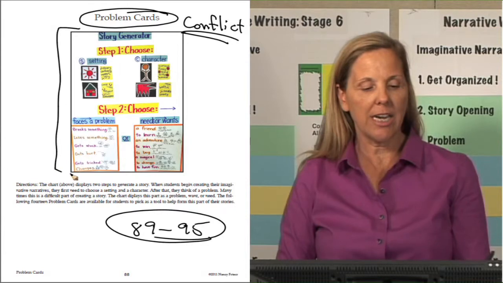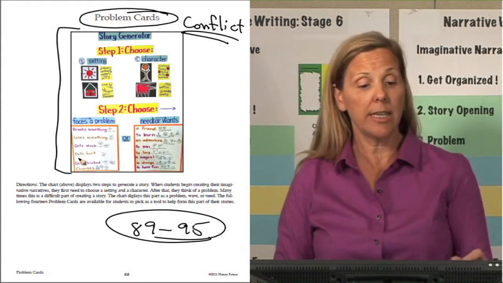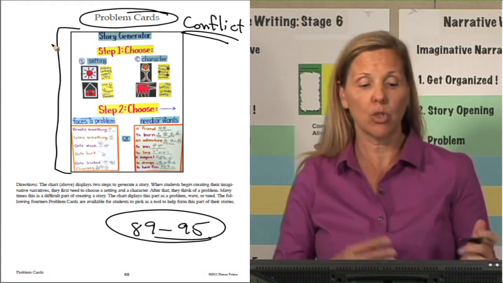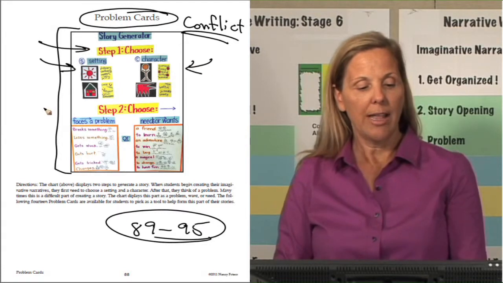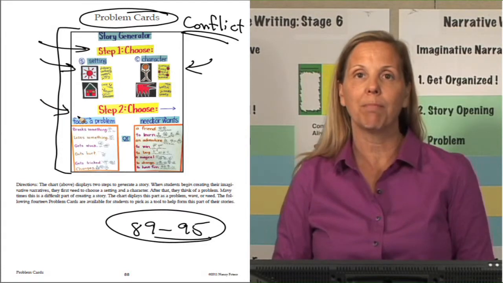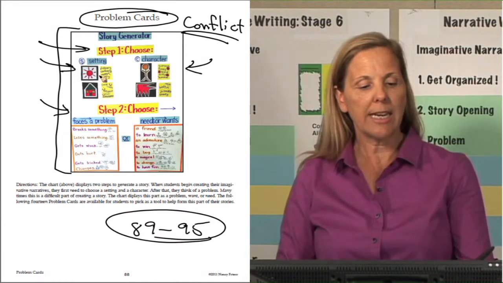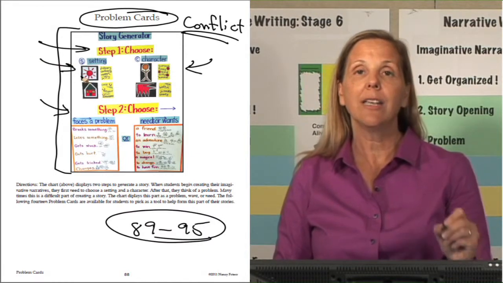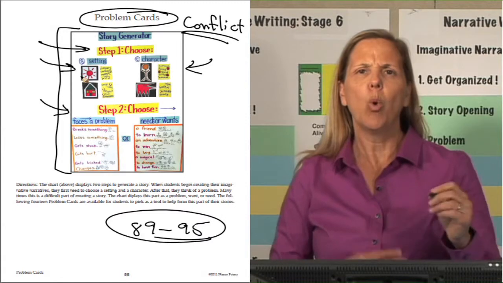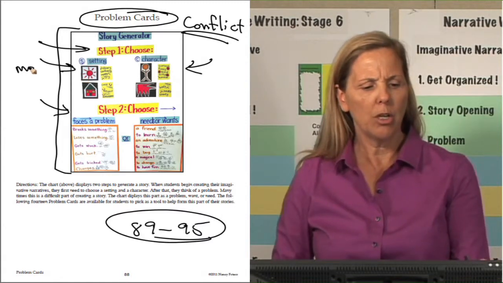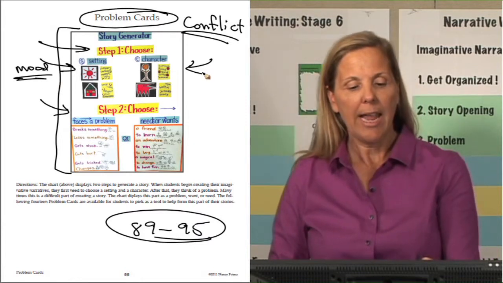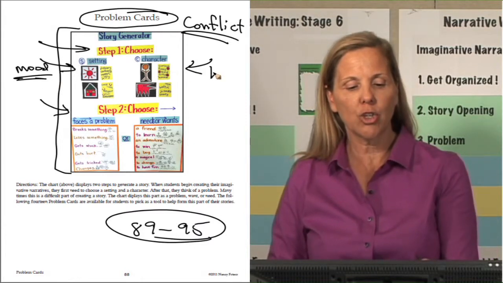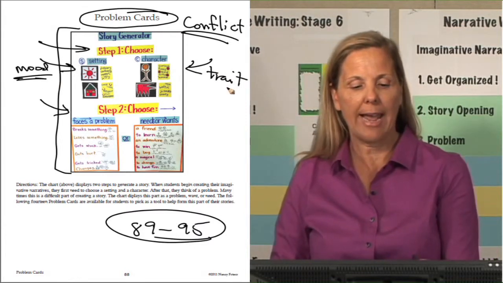We have a chart here, and basically what it is it's showing you that when you start a story, first you need to choose the setting, the character, then you can choose a problem. When you choose a setting and character, keep in mind that you want to think about what is the mood or what is the atmosphere of the story, and what kind of character trait does your character have.